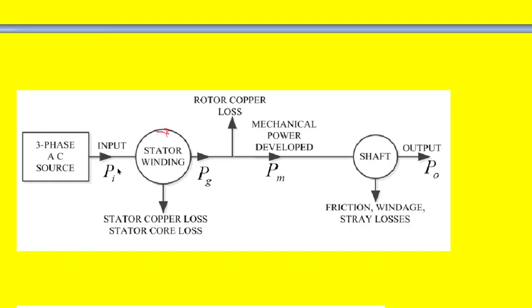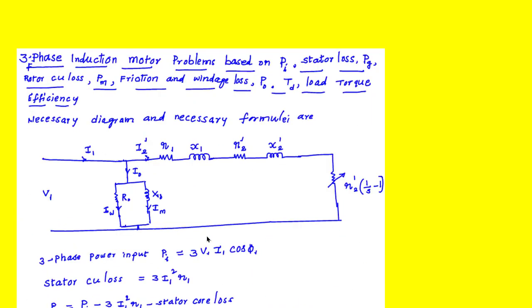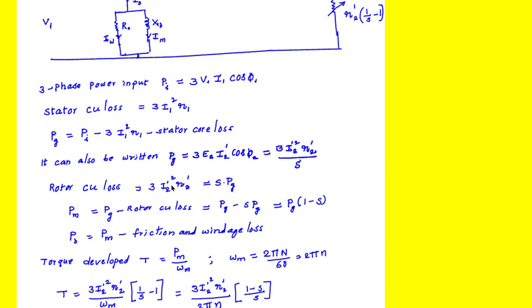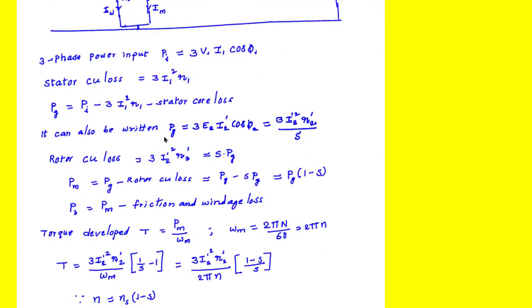So look at this. This is the input power, and this is the stator copper loss and iron loss or core loss. If you subtract these two losses from the input, we get PG. So that is what we have written there. PG is equal to input power minus stator copper loss minus stator core loss. So we write it like this: PG is equal to input power Pi minus stator copper loss 3 I1 square into R1 minus stator core loss.